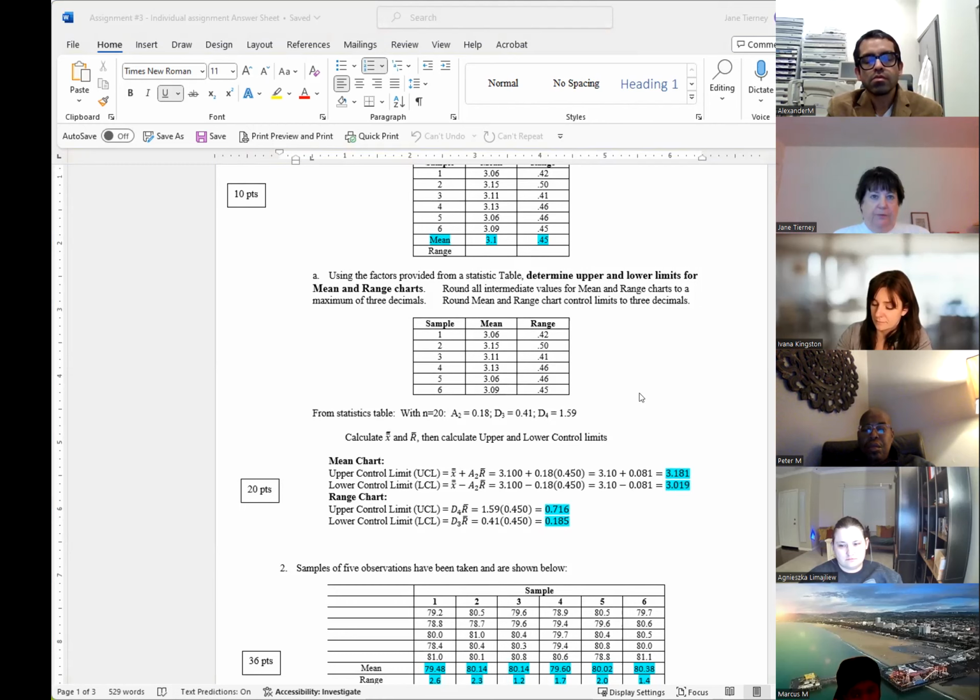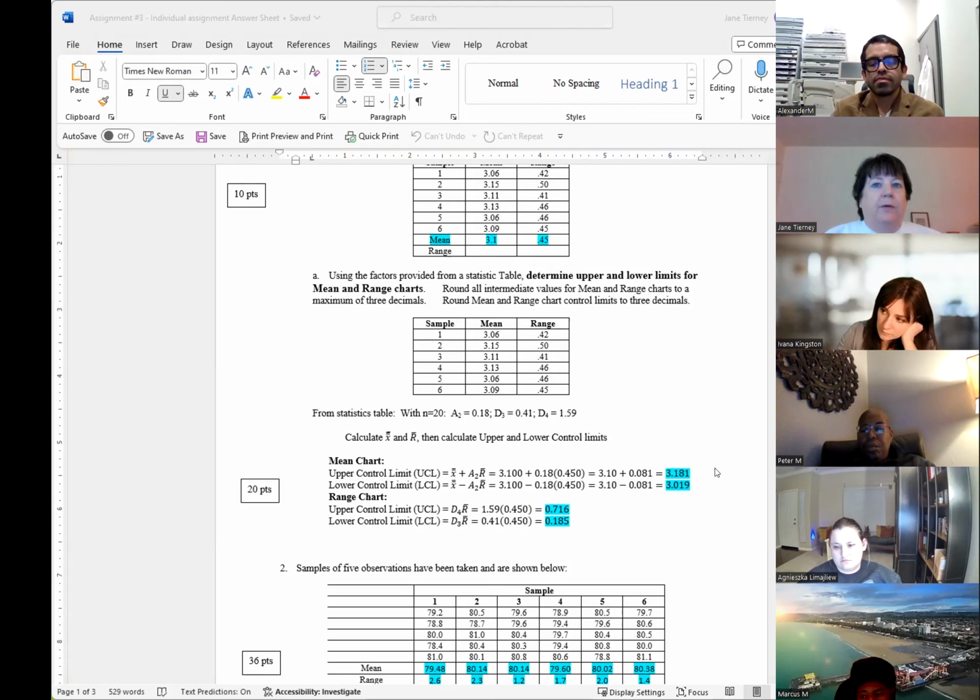So what we're going to do here is take our X double bar, which is the 3.1. Then we're going to add to that A2, which is this 0.18, times our R bar, which is 0.45. So 3.1 plus the 0.18 times 0.45, that's 3.1 plus 0.081, and that gives us 3.181.